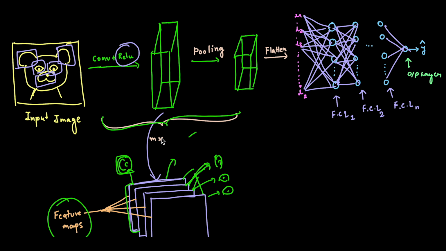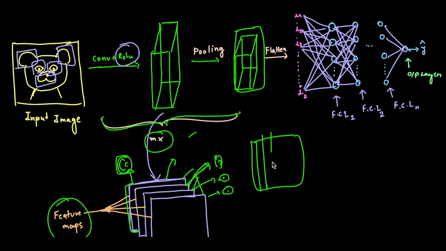Basically, these three layers, that is convolution, ReLU, pooling, can be applied multiple number of times. After applying them multiple times, we'll have all the important feature information represented in a very small number of feature maps, and on those feature maps we'll be applying flatten.